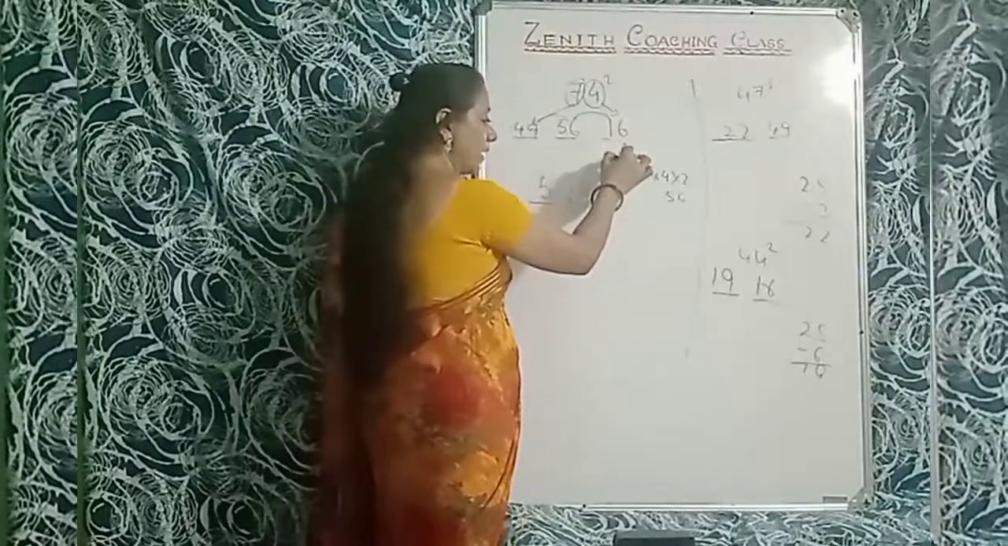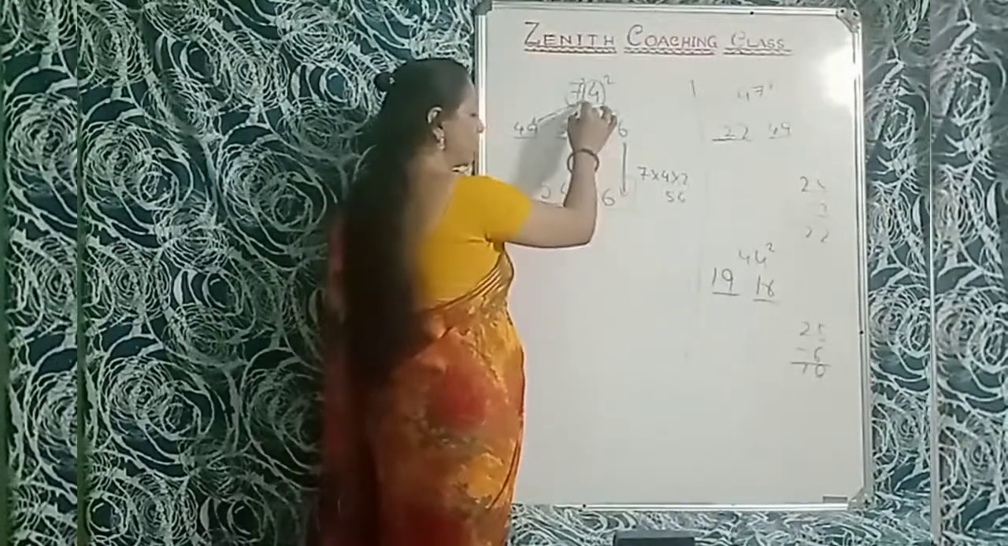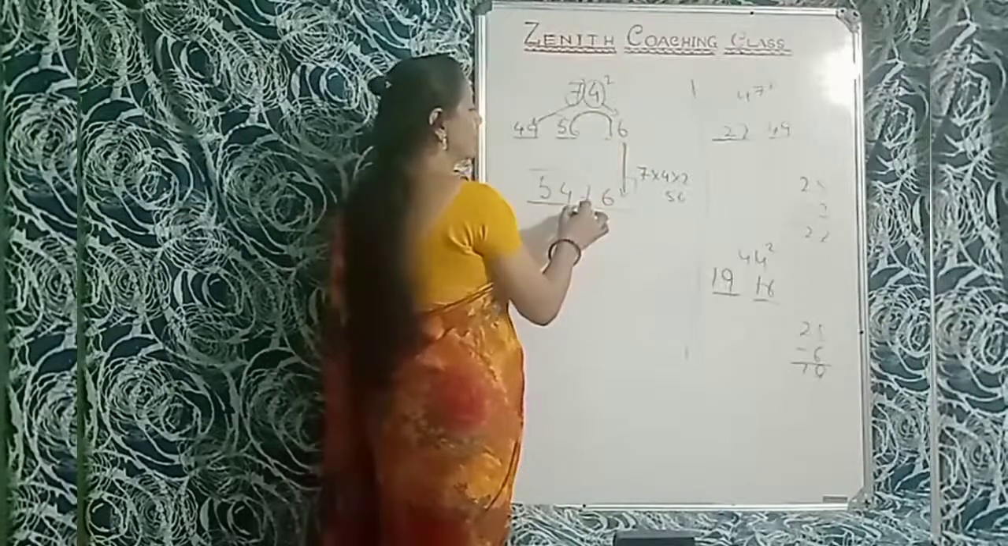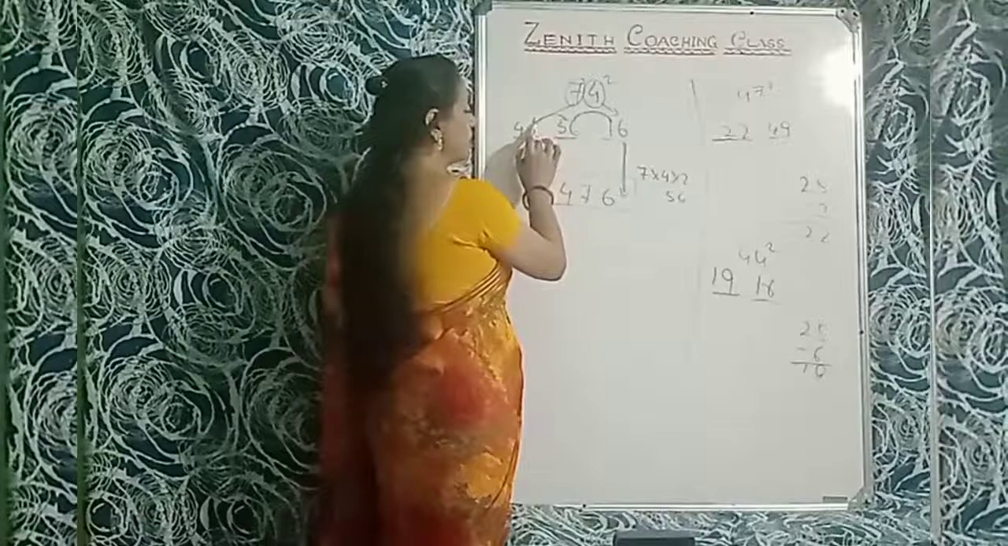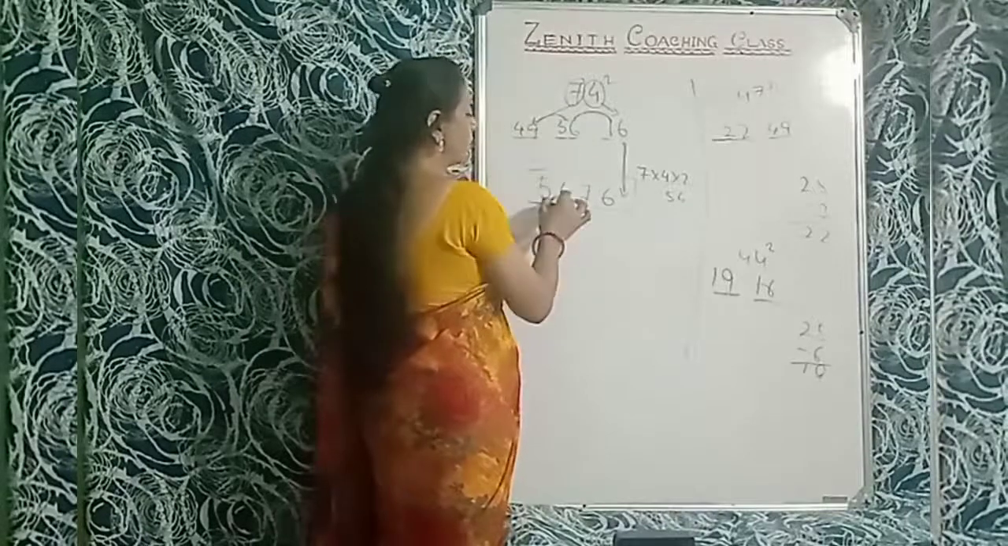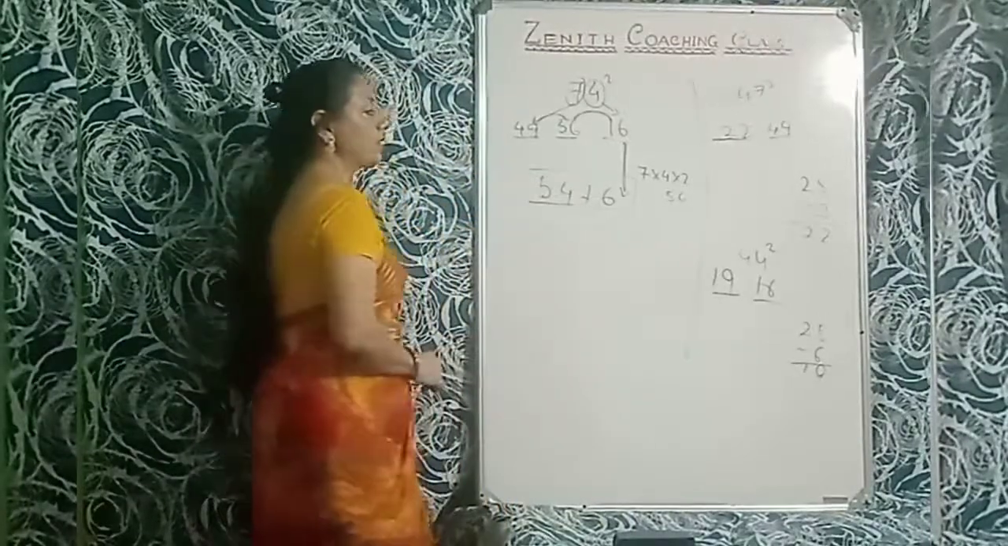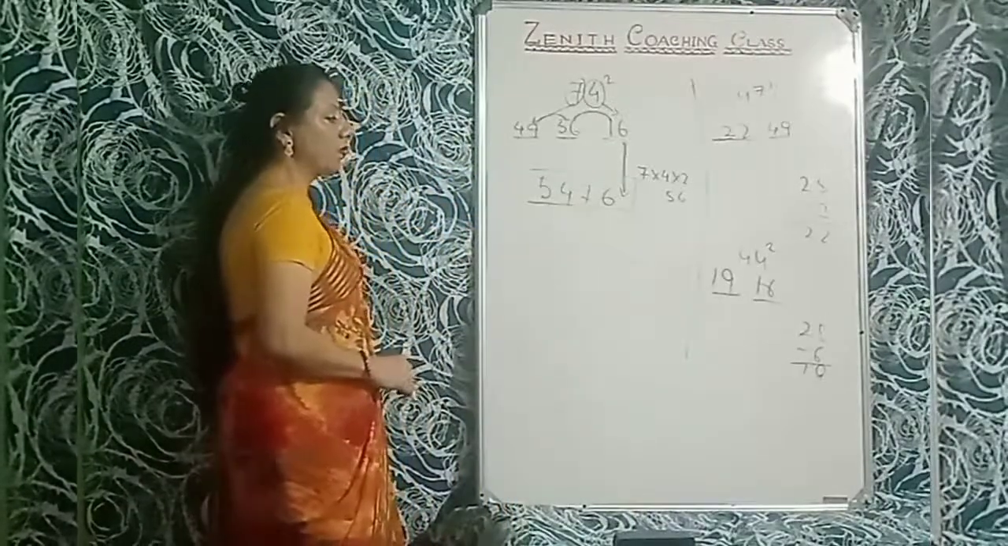So first you will write 6. This is the square number of 74. That is 6. And then 1 plus 6, that is 7. 5 plus 9, 14. So you will not write 14. You will write 4 and 1 carry. So 4 plus 1, 5. That is, 74 square is 5476.